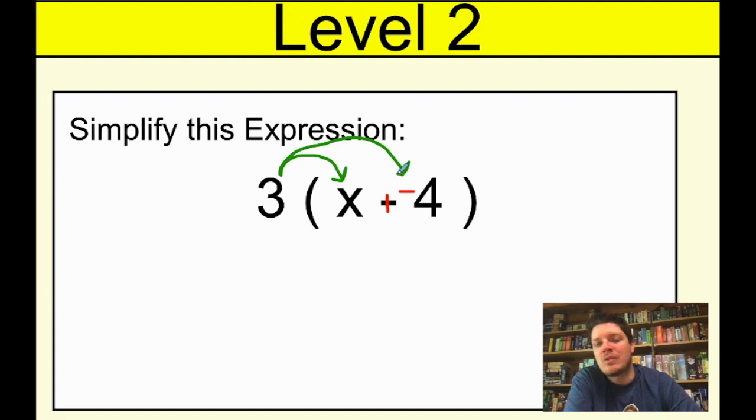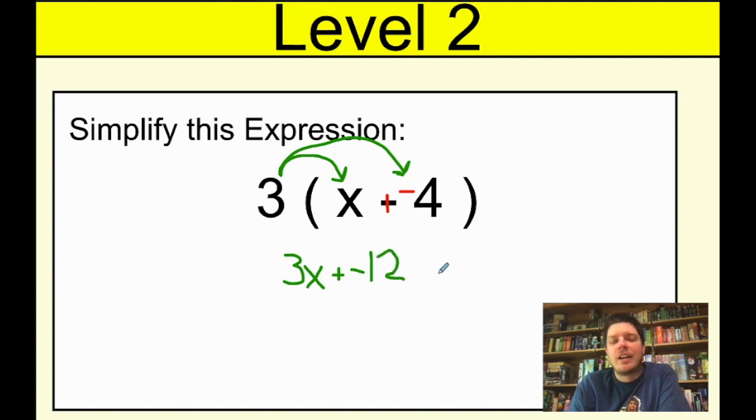Just as a review, the 3 outside of these parentheses means that we need to do 3 times x and 3 times negative 4. So 3 times x and 3 times negative 4. 3 times x is just 3x, plus, and then we have 3 times negative 4, and that's going to be negative 12. Oh, sorry, my handwriting on the computer is not very pretty.